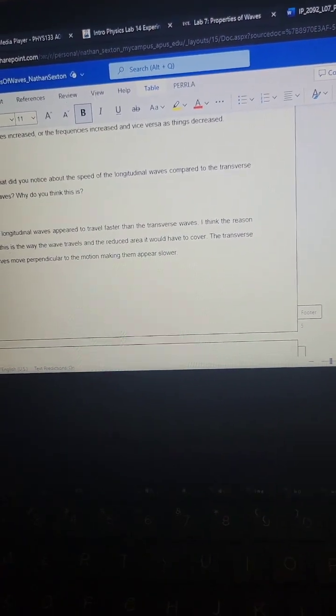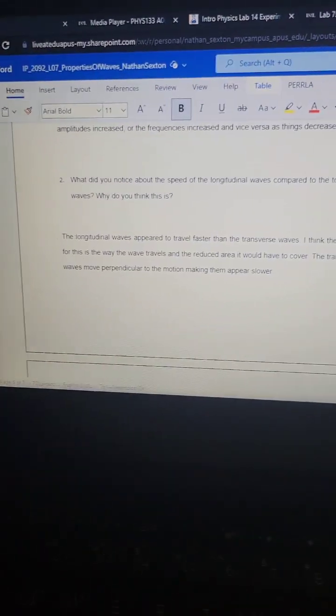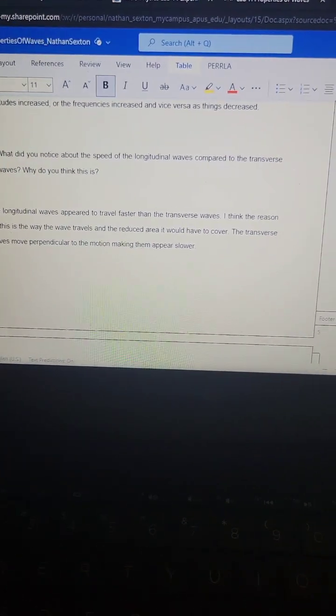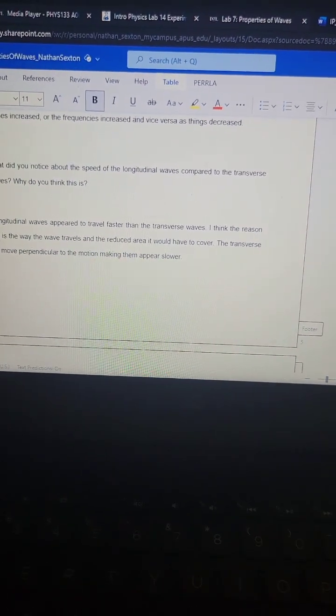Alright, so the speed of the longitudinal waves compared to the transverse waves. This is probably the most important thing. This is what the lab's all about. The longitudinal waves appear to travel faster than the transverse waves. This is because they don't have as much resistance, because they travel a straight path versus the perpendicular path that the transverse wave has to take. This motion makes the wave seem to come out slower with the transverse.